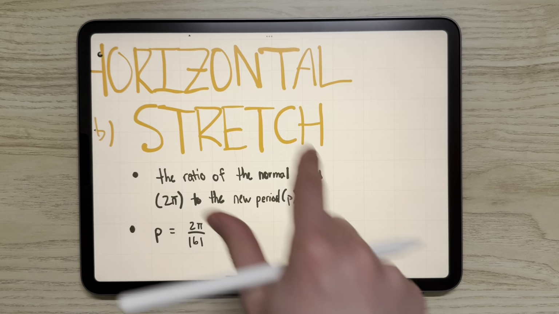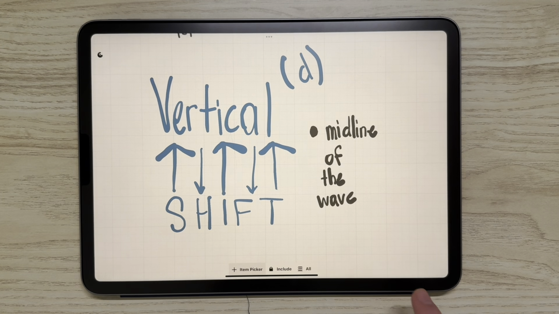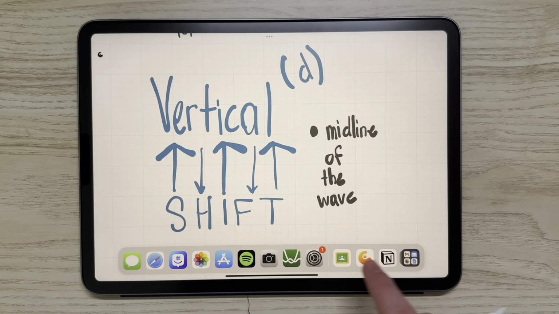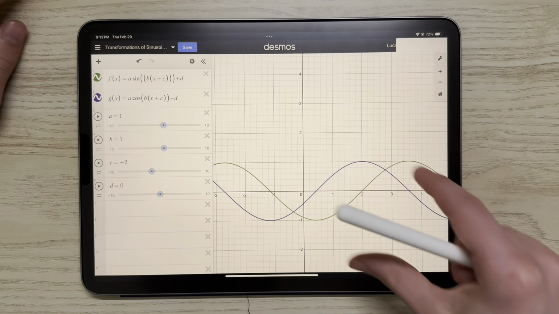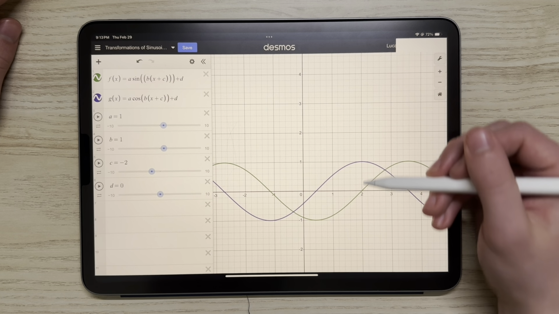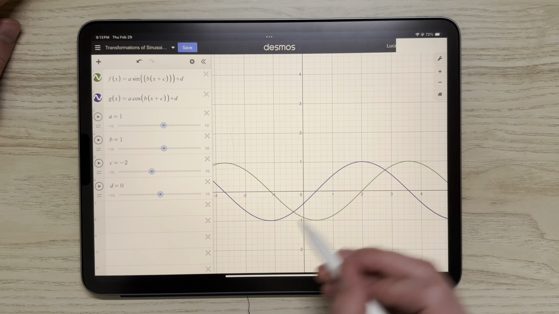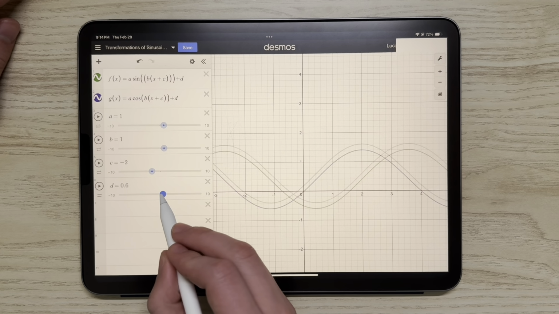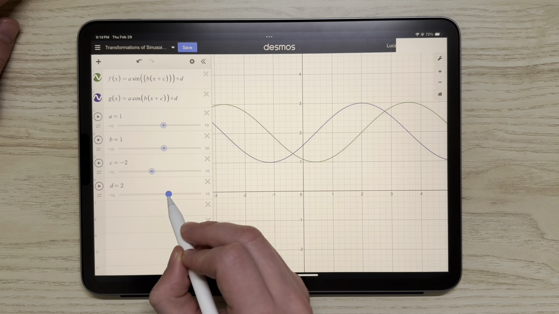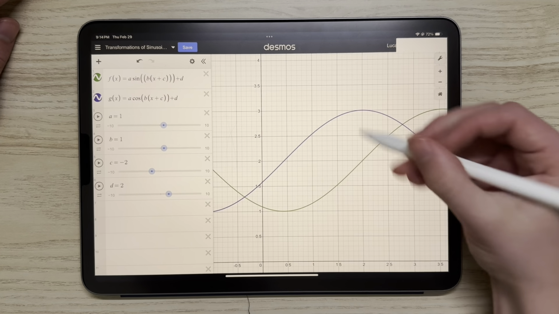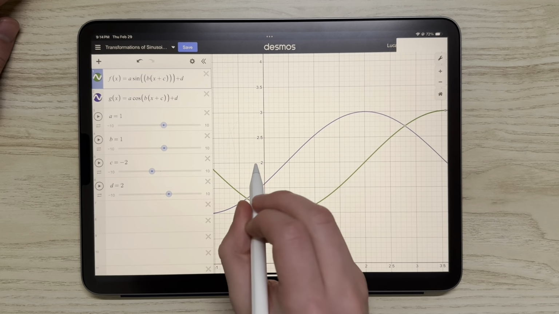Now, lastly, the final letter is the vertical shift. And so this is D, and it's the midline of the wave. It's really simple to understand. Here, the middle of both of these graphs is 0, kind of like the average between the top and the bottom. And if we were to shift it up, like let's say D is equal to 2, the middle of the height, which is right here, is at 2 instead of 0.